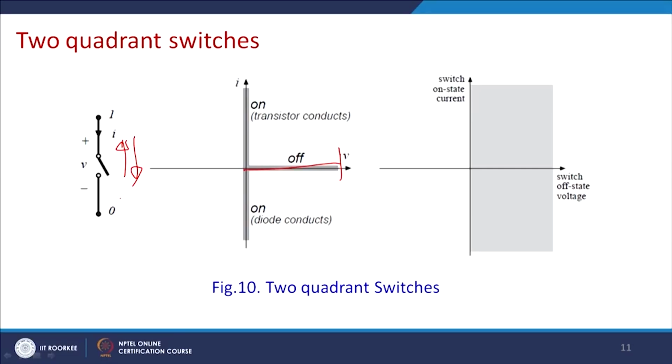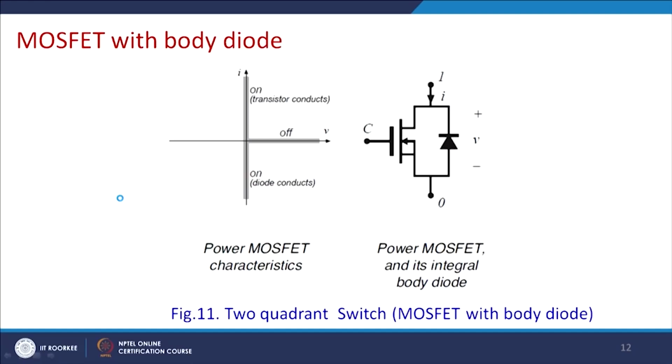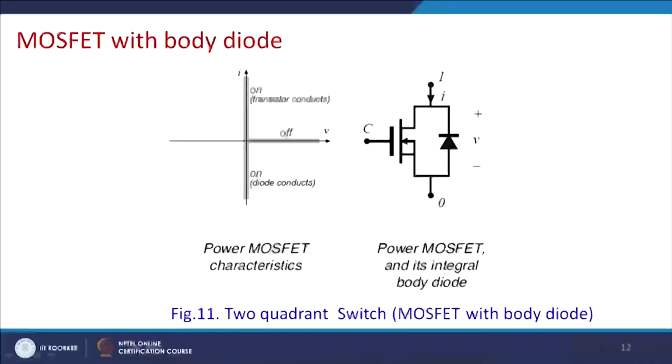So, let us see which semiconductor switch can realize this diode. Now, this is actually the MOSFET. As we know, this is an N channel MOSFET, and it comes with a body diode inherently. Thus, it is controllable, because if you apply a positive gate voltage above the VTH, then current will flow in this direction.